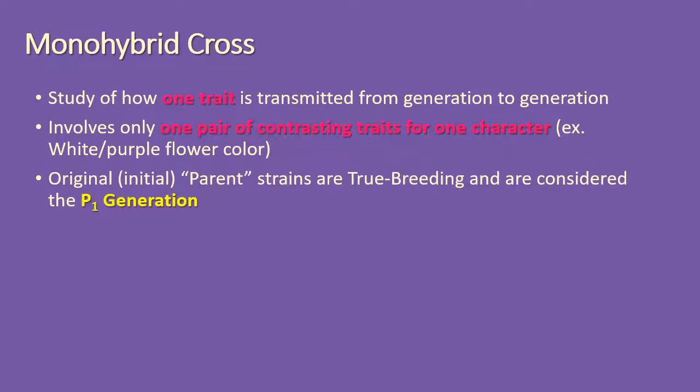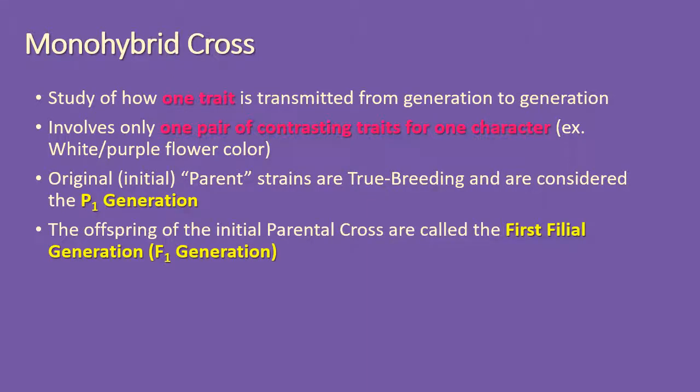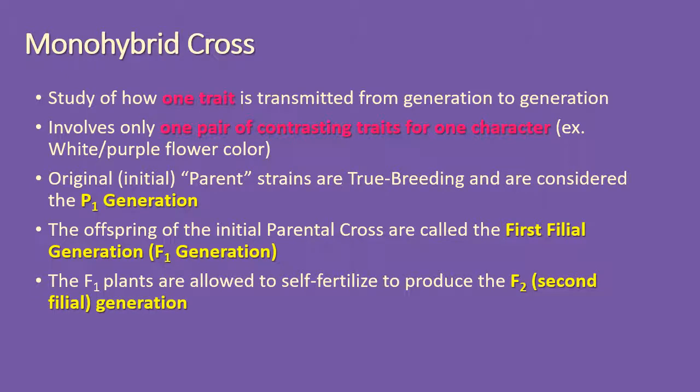The first strains that you use, like the white flower strain and the purple flower strain, are going to be true breeding, and we will cross them, and that generation is considered the P1 generation, or the parental generation. The offspring of that initial cross is called the first filial generation, or the F1 generation. And then in the F1 generation, we just allow those plants to self-fertilize.